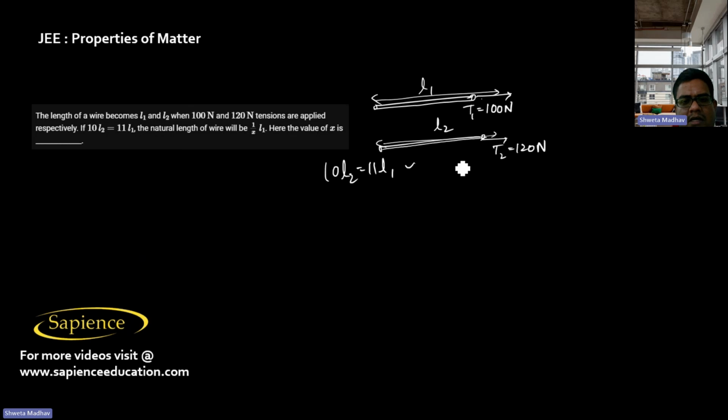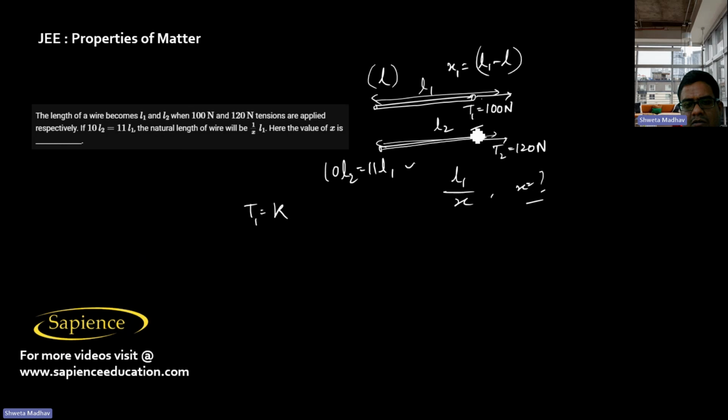be L1 by X, 1 by X into L1. So then the value of X will be how much? So we know that force is equal to Kx. So T1 will be equal to K into, suppose the natural length is L. So here the extension X1 is L1 minus L. Here also the extension X2 is L2 minus L. So here we are assuming that the natural length of the wire be L.